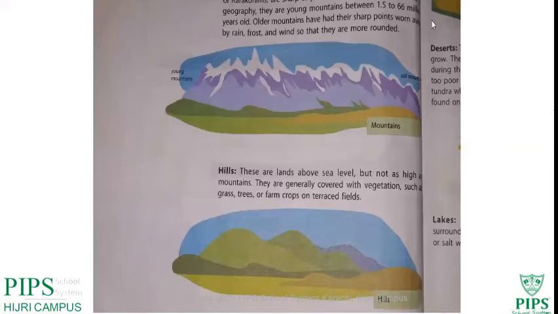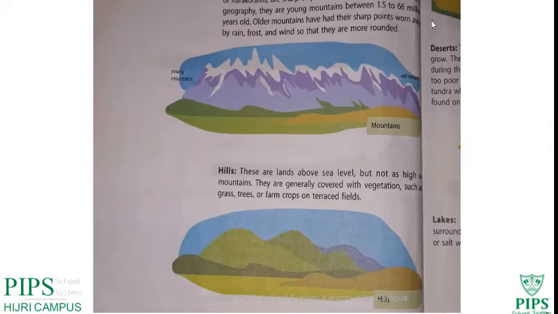Now, these are some terms that you will read about in geography. They describe the physical features found on Earth. Now, number one is mountains. Mountains are the highest lands. There is no fixed height at which a hill becomes a mountain, but mountains are usually above 2,000 to 3,000 meters.